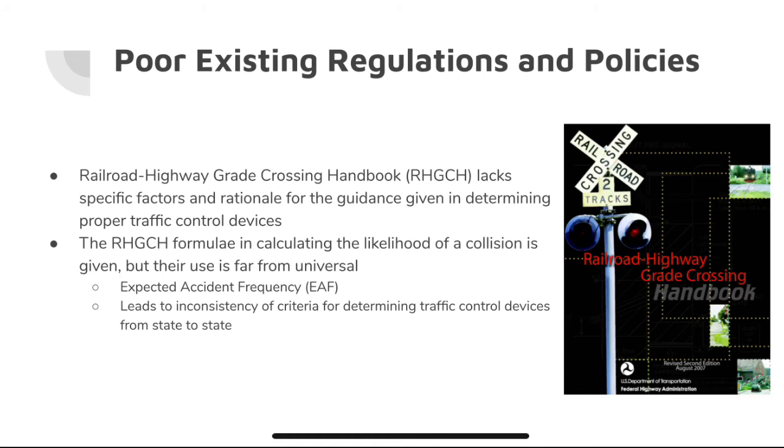Another example is that the handbook often uses past collision history as a factor for upgrading railroad crossings from passive to active traffic control devices, but it doesn't state specific conditions for what past collision history means. So there are a lot of broad things mentioned in this manual that don't have any real-life implication or can't really be measured. They also formulate calculating the likelihood of the condition, but their use is far from universal, and it can vary depending on the location, and that's where this system falls short.